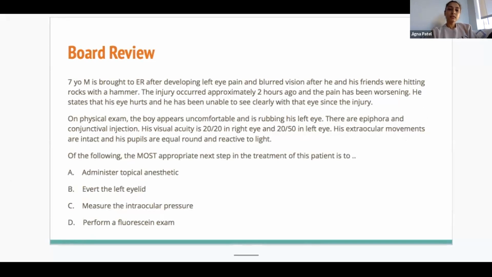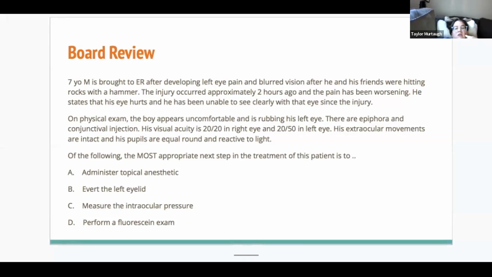I can read it. A seven-year-old male is brought to the ER after developing left eye pain and blurred vision after he and his friends were hitting rocks with a hammer. The injury occurred approximately 2 hours ago, and the pain has been worsening. He states that his eye hurts and he has been unable to see clearly with that eye since the injury. On physical exam, the boy appears uncomfortable and is rubbing his left eye.